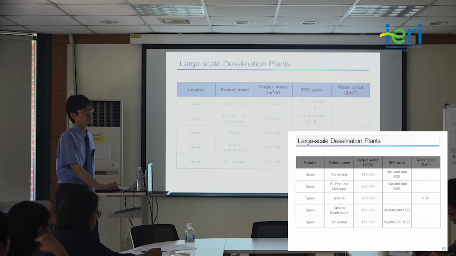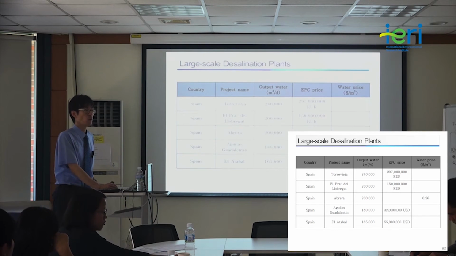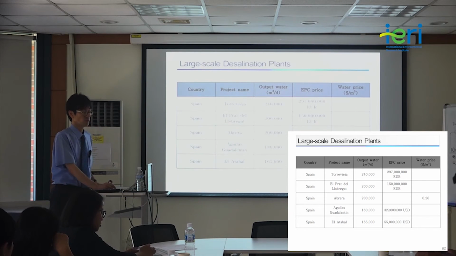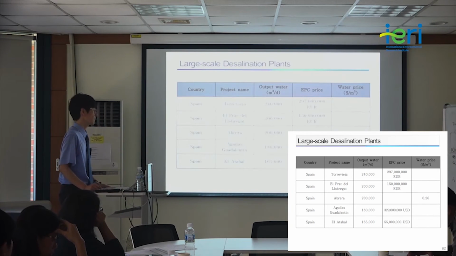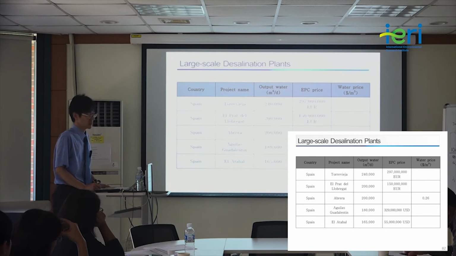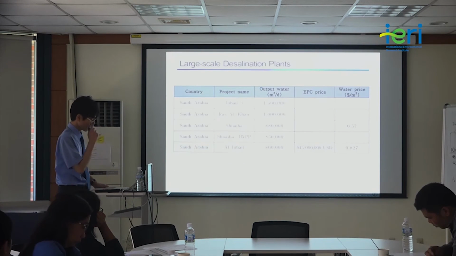In fact, in Europe, especially, there are many small or medium-sized desalination plants in European countries, so their numbers are very large. And in this table, I only list the large-scale desalination plants, but in addition to them, there are other small-scale desalination plants in European countries.